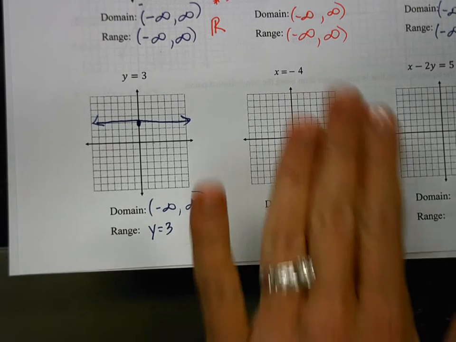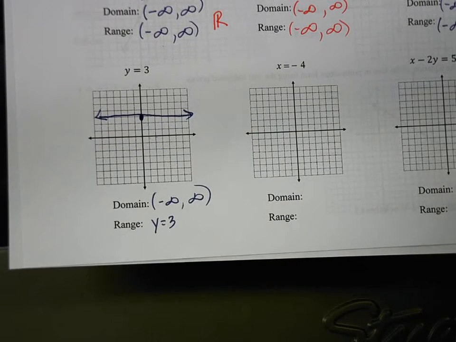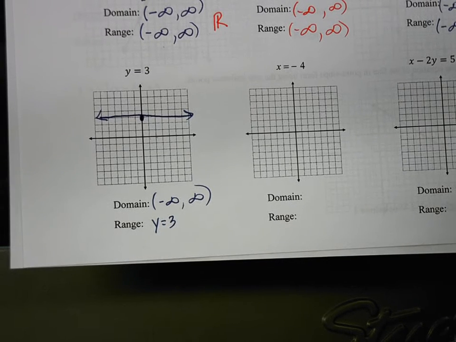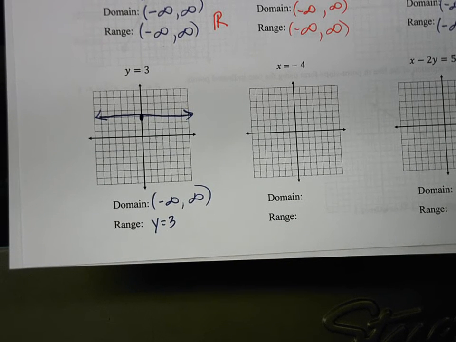Okay, now that you know this, try to do x equals -4. And see if you can figure out the correct domain and range on that one. Okay, once you have it, talk in your groups, check with each other, see if you agree, if you don't have the same thing.